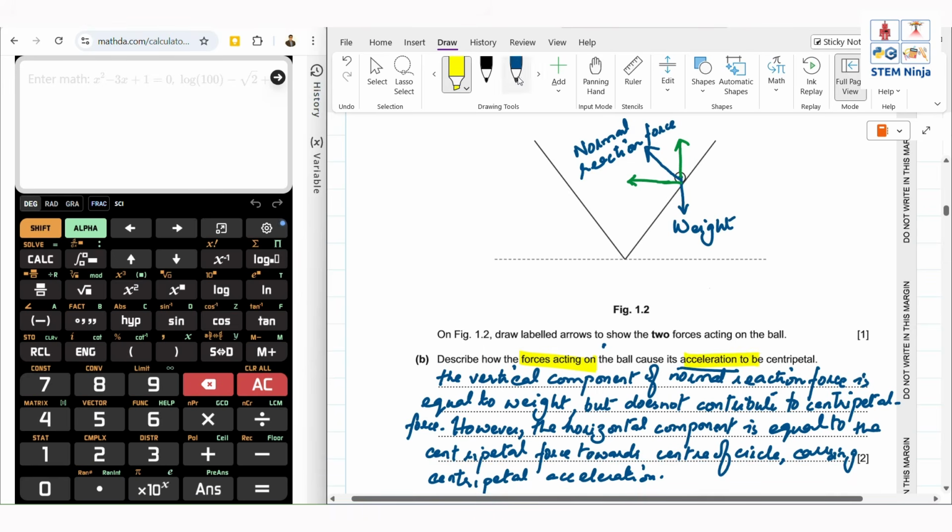So first off, we need to describe that the vertical component of the normal reaction force, since it is perpendicular to the plane of the circle, is not contributing to the centripetal force. However, the horizontal component of the normal reaction force is indeed doing so. All right, so let's move on.